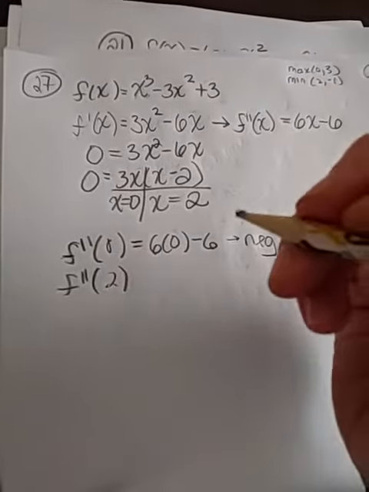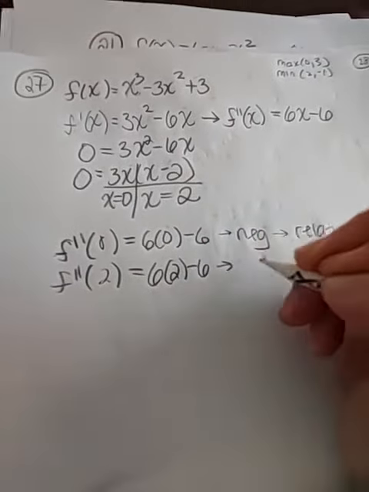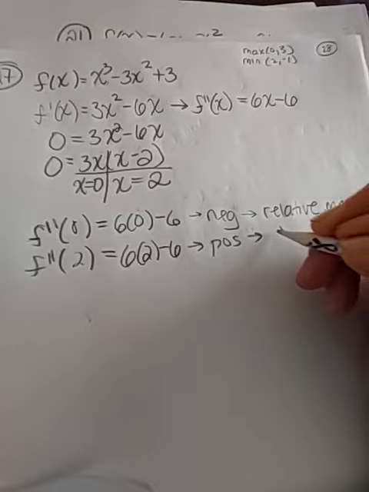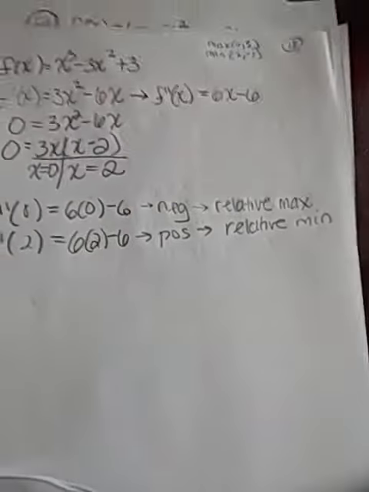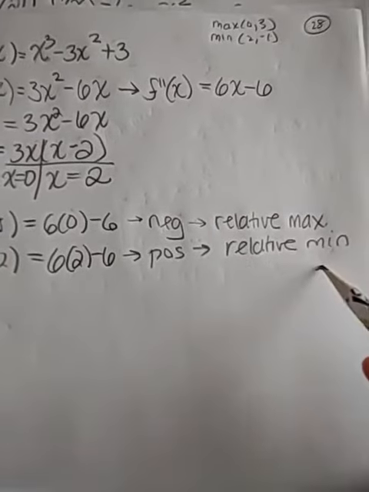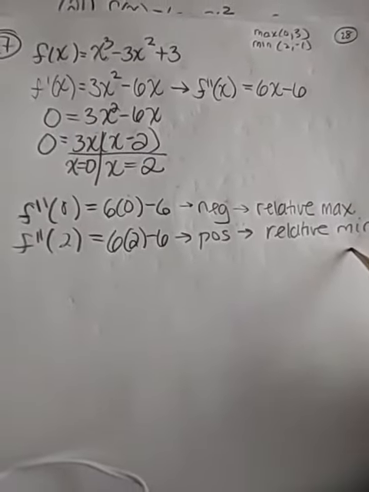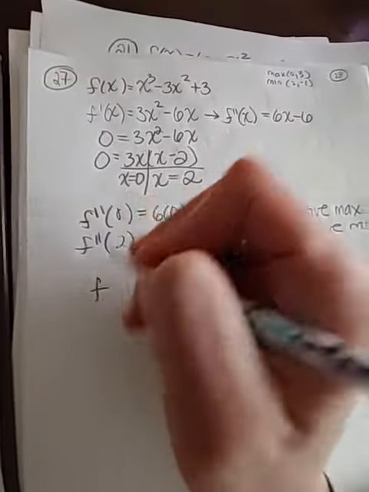And when I plug in 2, I get 6 times 2 minus 6, which is positive. And because I get a positive, I have a relative minimum. It is weird because the negative tells you the maximum and the positive tells you the minimum. All right, so now I can plug directly back into the original function to find the points.